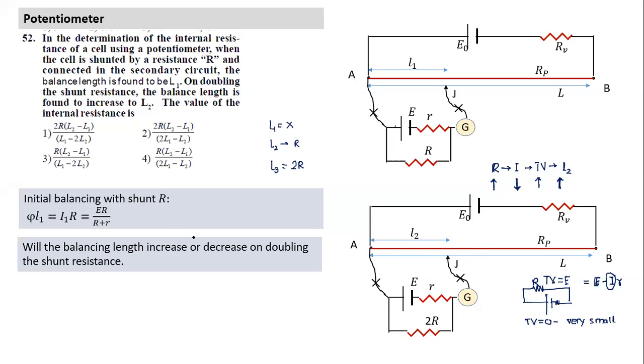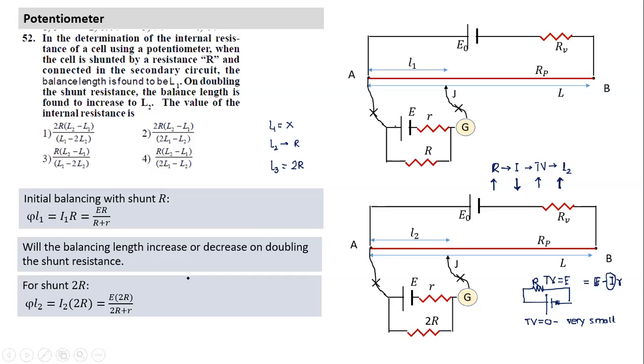So, will the balance increase or decrease on doubling the resistance? This is something we should understand. For shunt also, let me write the equation. This is the equation we get. On shunt, phi L2 will be equal to I2 into 2R, and this current here is I2. And what is I2 equal to? E divided by 2, the equivalent resistance in the circuit. That is L2. Based on this equation, can I find the value of internal resistance?